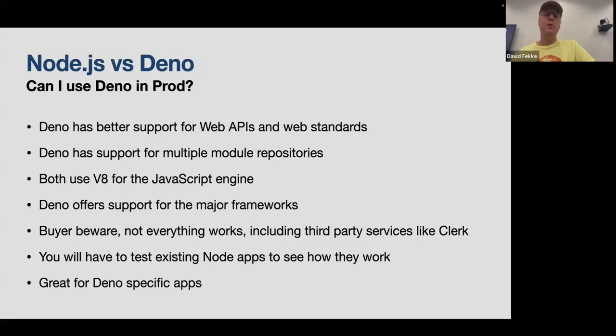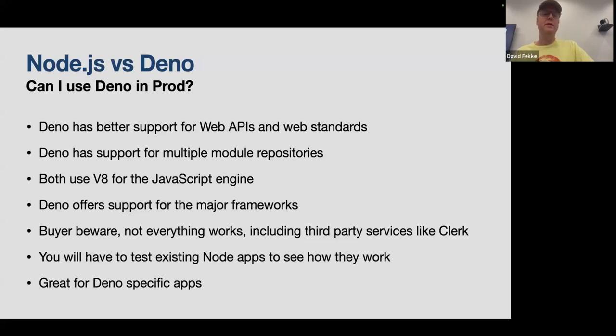Deno also has support for multiple different module repositories. Generally, you can do this with Node as well, but right out of the box, you can use JSR if you want to. You can use a standard library. You can use NPM. They support all the major repositories. They both use V8 for their JavaScript engine, which is really the gold standard for JavaScript execution. And Deno offers support for all the major frameworks.